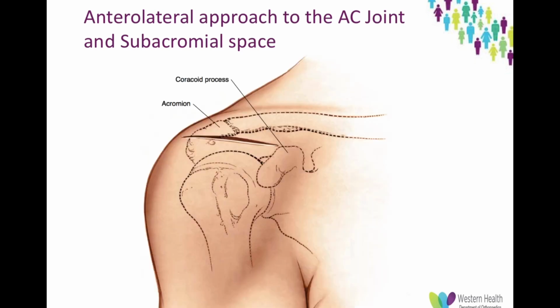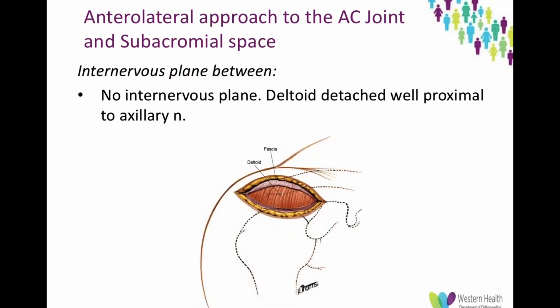That's a diagram there showing the transverse incision from the lateral aspect of the acromion to the lateral aspect of the coracoid. So the internervous plane, there's no true internervous plane, as deltoid is detached proximal to the axillary nerve, which I'll show in a diagram shortly.